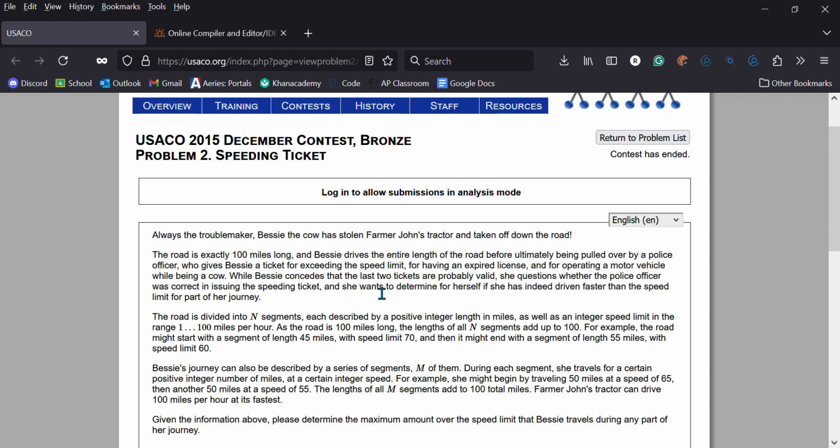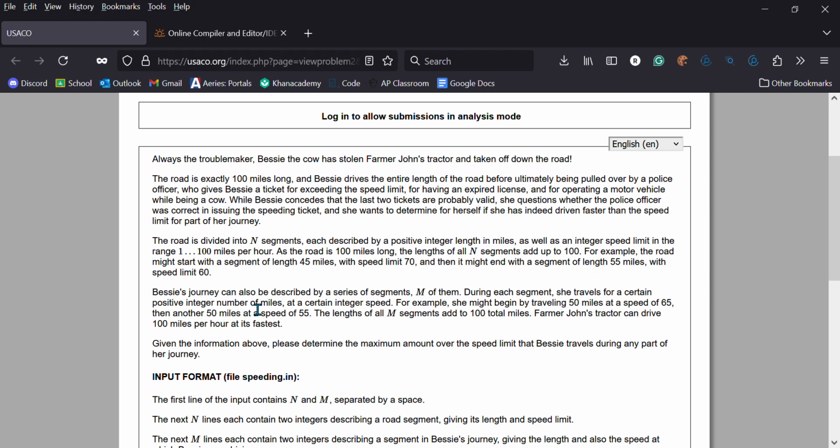For example, the road might start with a segment of length 45 miles with speed limit 70, and it might end with a segment of length 55 miles with a speed limit of 60. Bessie's journey can be described by a series of segments, m of them. During each segment, she travels a certain positive integer number of miles at a certain integer speed. For example, she might begin by traveling 50 miles at a speed of 65, and then another 50 miles at a speed of 55, and the lengths of all m segments add up to 100 miles.